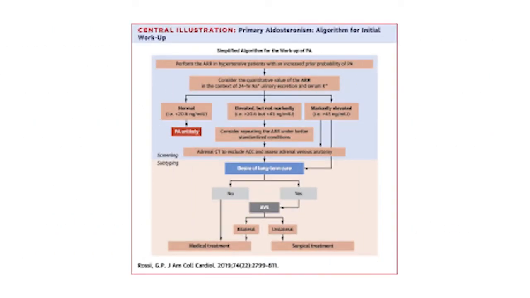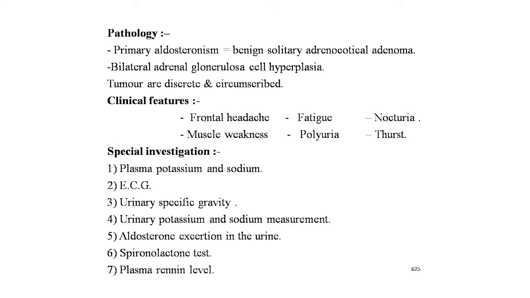Here is a good picture showing the central illustration of primary aldosteronism. Now the pathology. About 90% of patients with primary aldosteronism have a benign solitary adrenocortical adenoma, more common on the left than the right side. Bilateral glomerulosa cell hyperplasia is also there. Tumors are discrete and circumscribed.